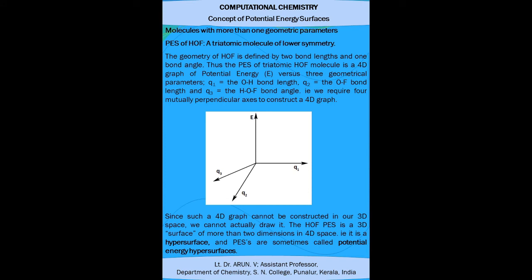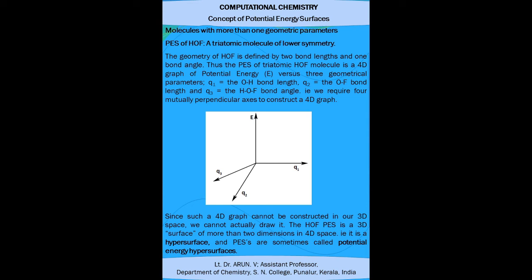Another example is HOF. This is a triatomic molecule with lower symmetry than that of the water molecule. The geometry of HOF is defined by two bond lengths and one bond angle. Thus, the potential energy surface of the triatomic HOF molecule is a four-dimensional graph of potential energy versus three geometrical parameters, that is Q1, Q2 and Q3. Q1 represents the OH bond length, Q2 represents the OF bond length and Q3 represents the HOF bond angle.